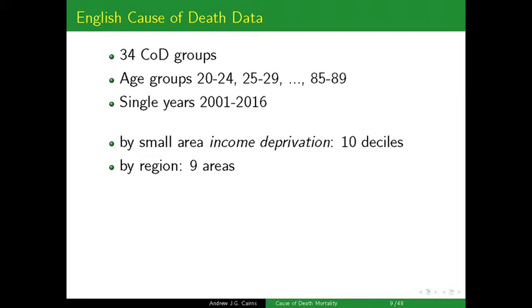So we've then got subdivisions, and instead of the LSOA level, we've got subdivisions by income deprivation over all ages. That's into 10 deciles, and then we've got 9 regions. So there's 90 different groups, if you want to call it that, rather than the 33,000 that we had for the LSOAs.